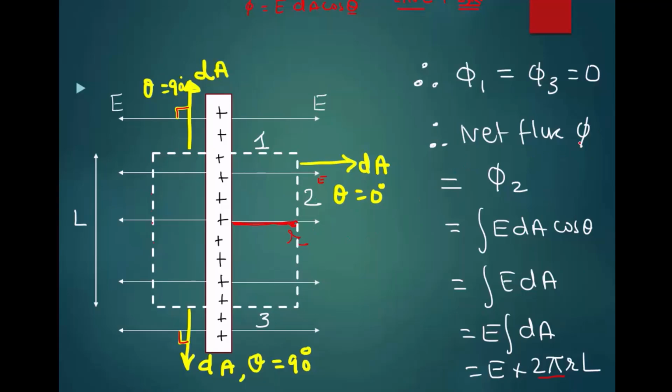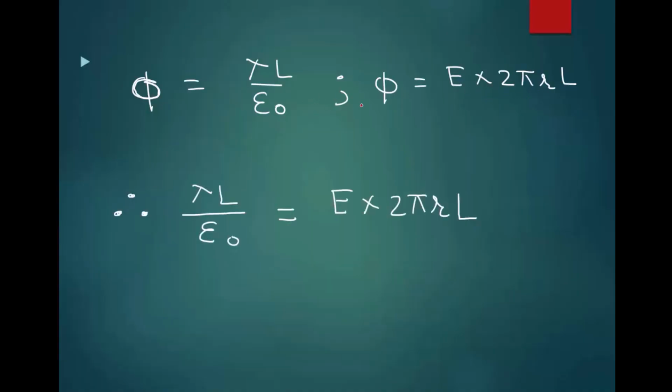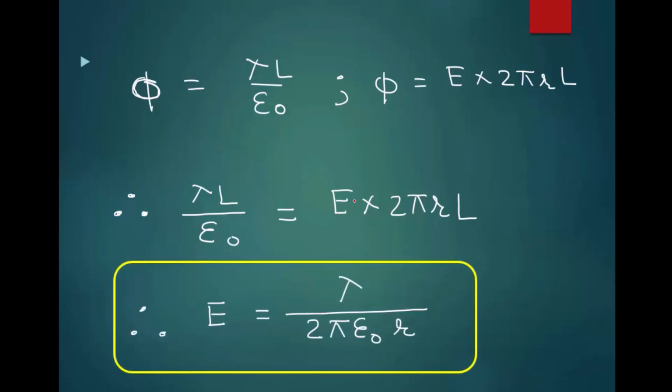So now I have obtained phi using integration of E dA cos theta, and earlier I had found phi using Gauss's law. So what do I have now? I have these two values, lambda L upon epsilon 0 using Gauss's law, and E into 2 pi RL using integration of E dA. So I can equate these two now. I'll get lambda L upon epsilon 0 is equal to E into 2 pi RL. And from this, I can get an equation for E. The L will get cancelled out, and I'll get an equation for E as lambda upon 2 pi epsilon 0 R.